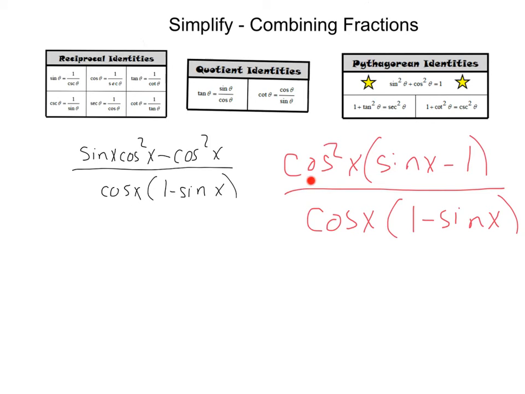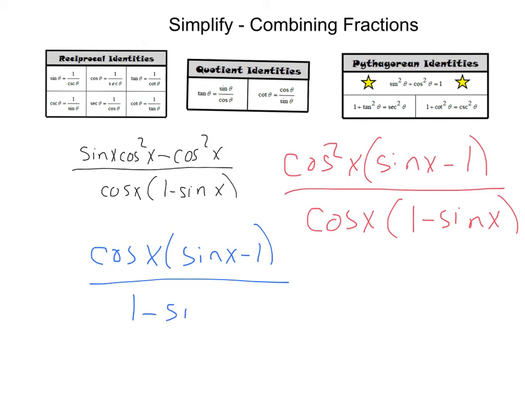Looking at this, I see a cosine squared x over a cosine x. One of those cosines can cancel. That's going to leave me with a cosine x, sin x minus 1, all over 1 minus sin x. Now, this sin x minus 1 over 1 minus sin x, they almost could cancel, except they're the opposite. So, remember, when this is the case, we just need to flip these around. We can factor out a negative and switch them up.